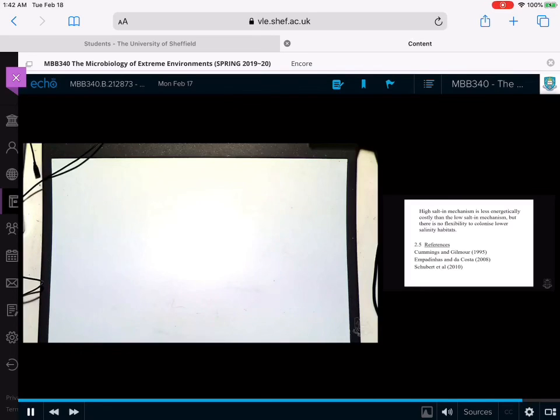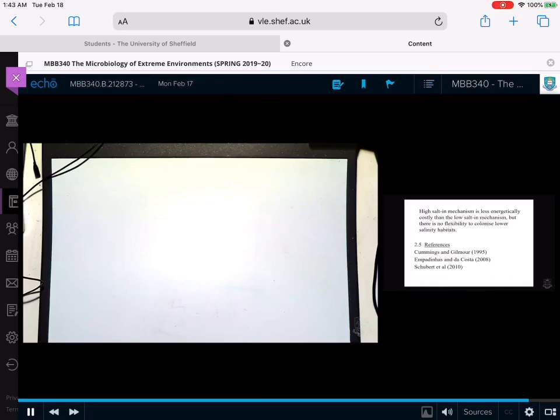The Da Costa review is the one that I asked you to look at for the lecture that was missed on Friday. That's a review of compatible solutes. It talks about a wide range of compatible solutes and really builds on what's in handout 2. And the Schubert et al. one is one where they're looking at finding bacteria in salt mines, and they've actually managed to survive for many hundreds of millions of years. So that one's more of a general interest one, but it also has some interesting information as well.